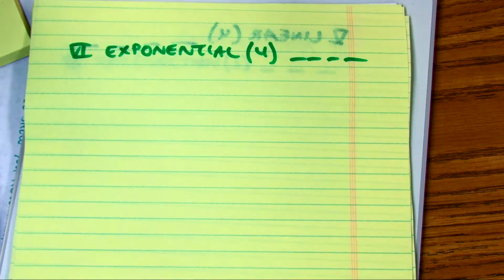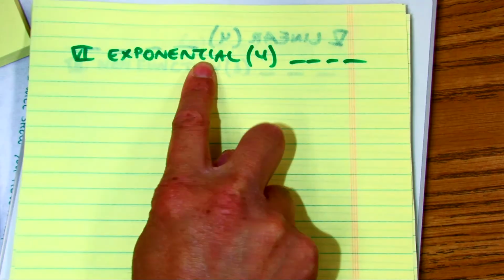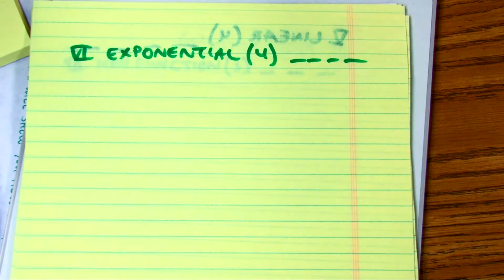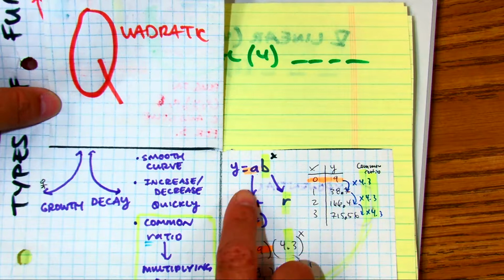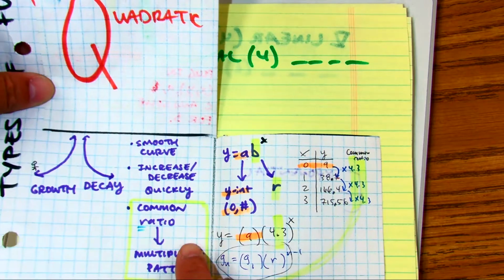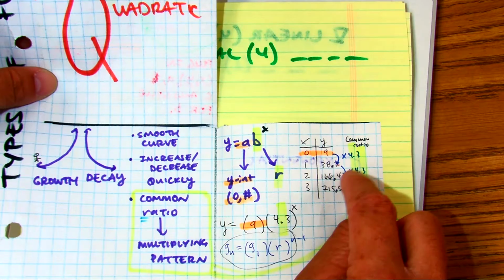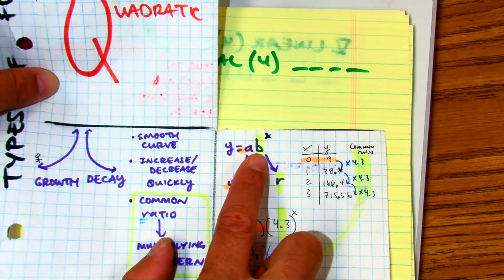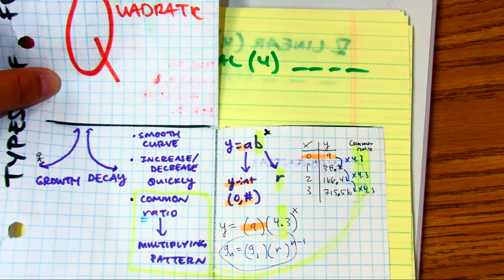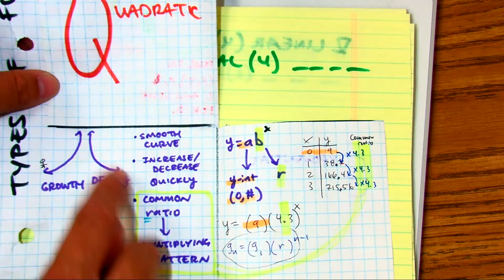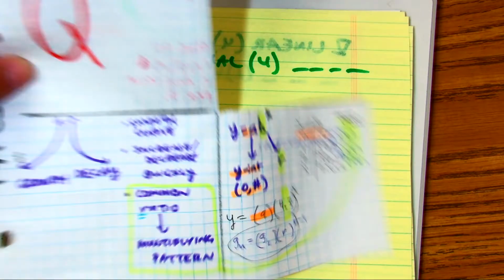Alright, we need to look for 4 clues that show exponential. If you have your foldable, that gives you a lot of clues, right? We should be looking for common ratios in our table of values. How do I know that? You're multiplying. I should see a number here and then a letter up there. That might be helpful. Smooth curves. So let's look for those.